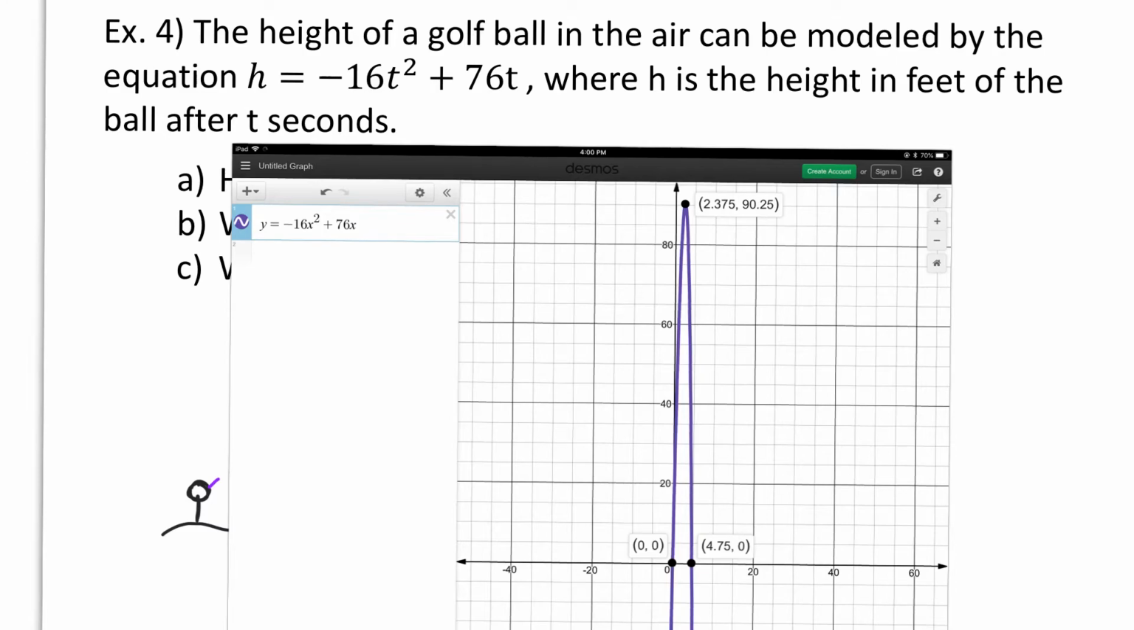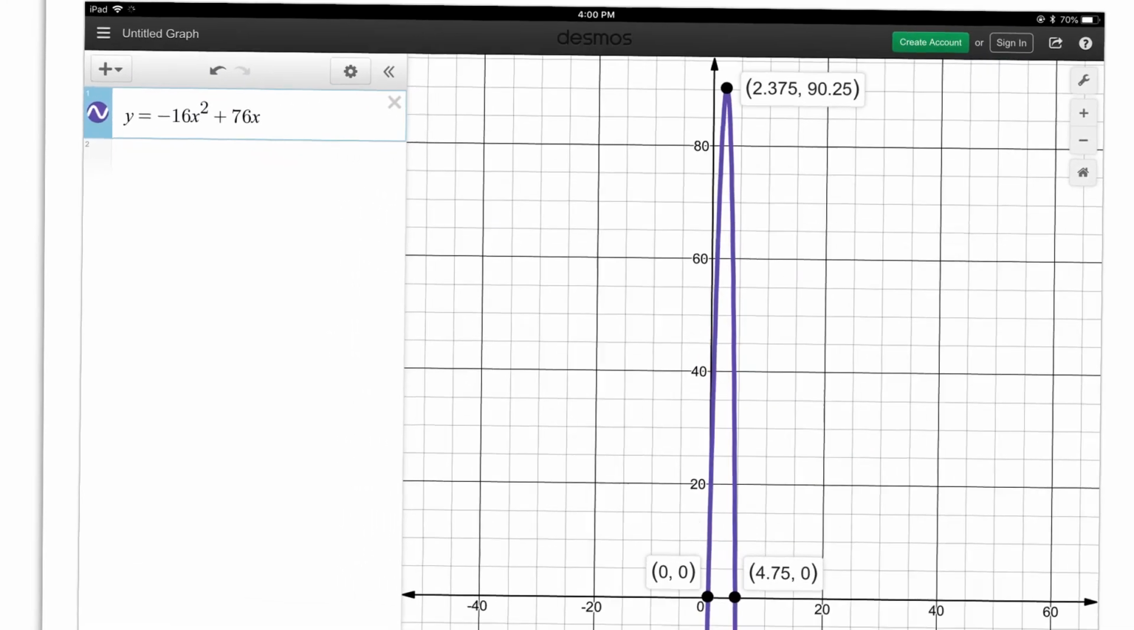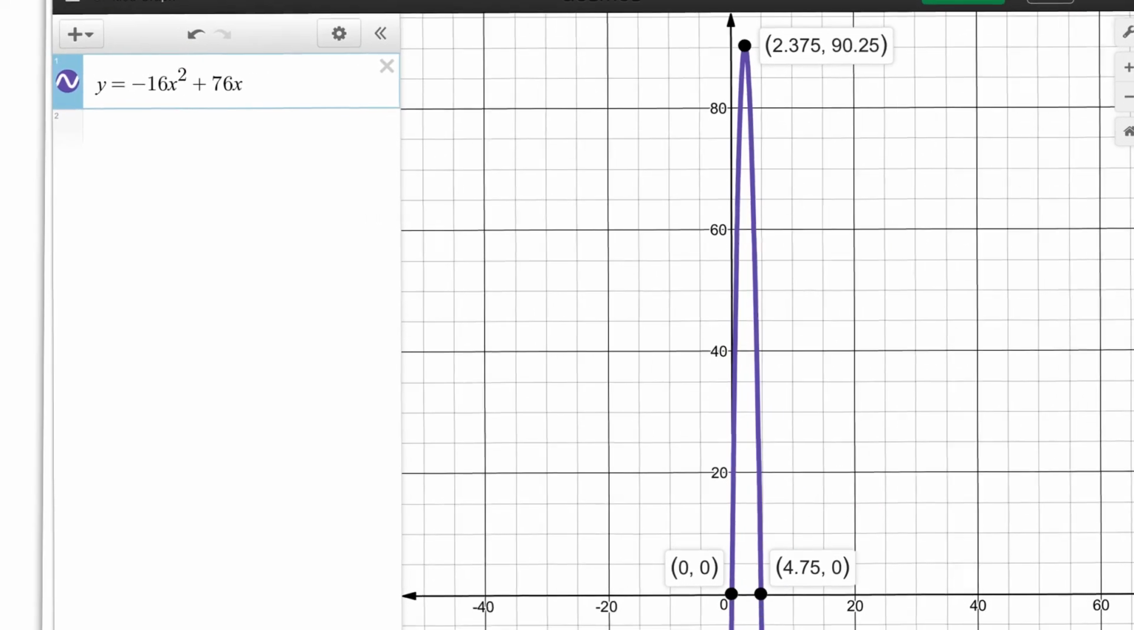So I do have the graph here with Desmos. Let me just make this bigger so you guys can see it on the screen. And the equation, once again, I am not using the h and the t because with Desmos we need the y and the x. So y is your h, the height, and x is your t, which is time.